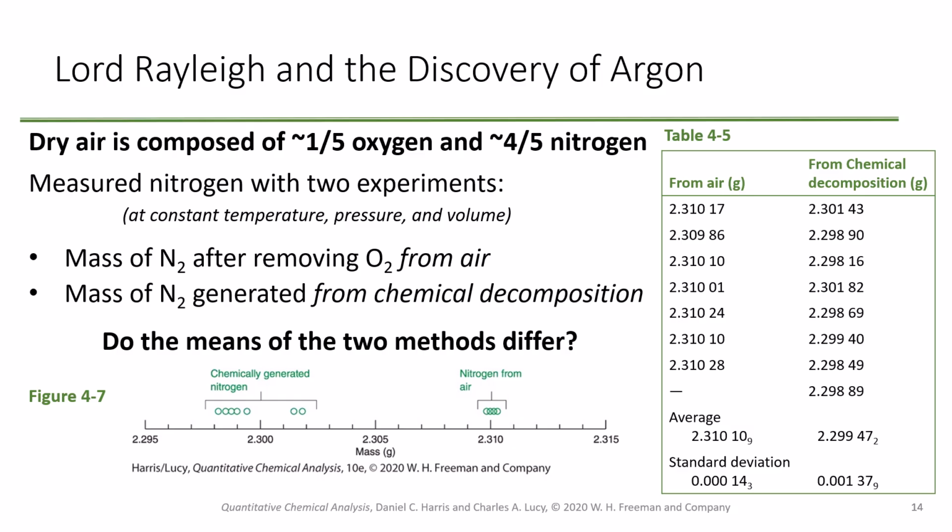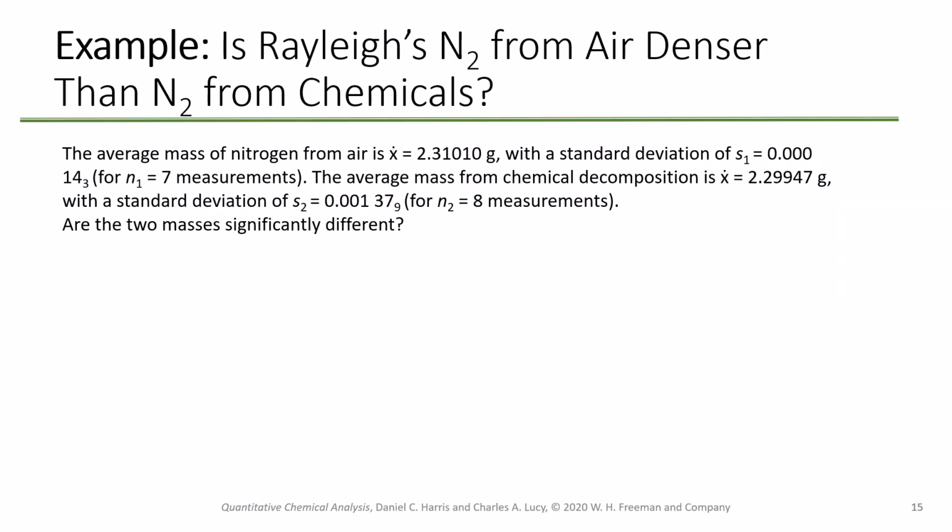And they gave us data sets, data set 1 from air, data set 2 from chemical decomposition, and they were nice enough to give us averages and standard deviations. It just summarized the data. So the average mass of nitrogen from air is a number with a standard deviation of a number, and they gave us the other two. Before we can actually start this problem and compare the means, because it's asking, are the two masses or the means significantly different?